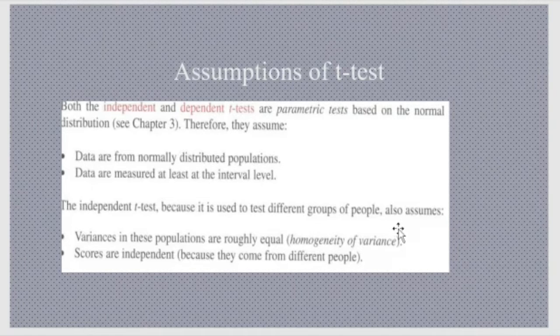But in the independent t-test, we are using different samples. So we need the homogeneity of variance concept, because the population should have equal variance. Group A and group B are different and they should have equal variance. Otherwise, we cannot use the t-test. Is it clear? Yes. Okay.